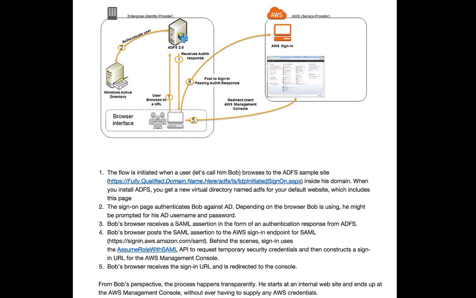Behind the scenes, sign-in uses the AssumeRoleWithSAML API to request temporary security credentials, and then constructs a sign-in URL for the AWS Management Console. Then you'll be able to log into the Amazon Web Console.